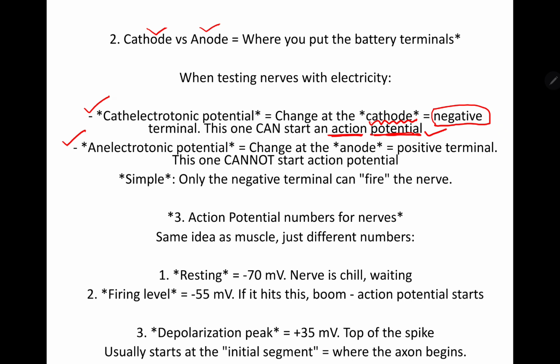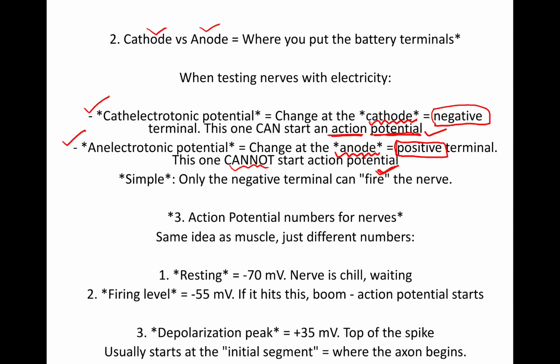Then anelectrotonic potential, what is it? It is the change at the anode, which is again the positive terminal. And what can a positive terminal do? It cannot start an action potential. So in a simple way, you can remember only the negative terminal can fire the nerve.